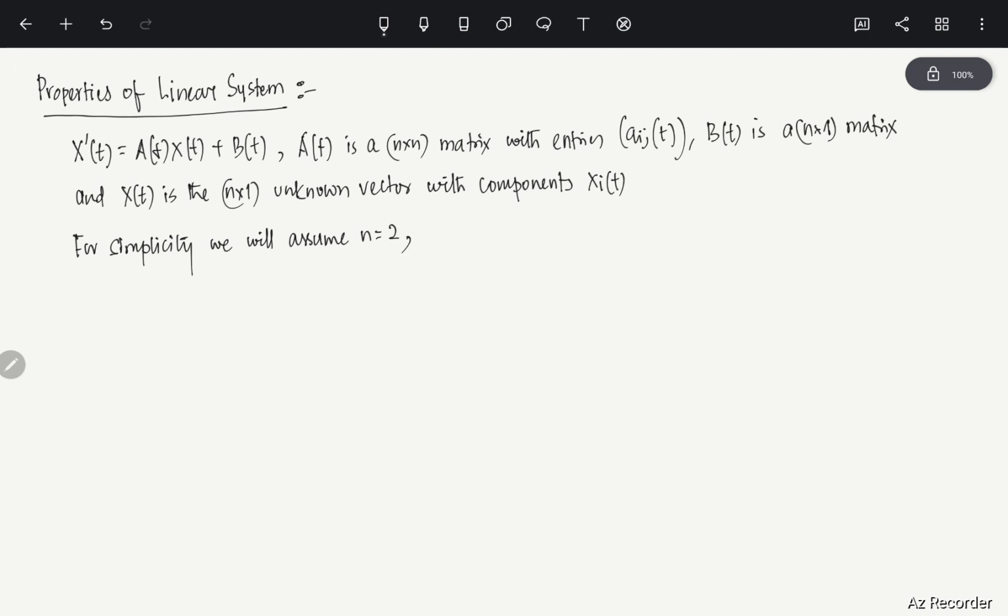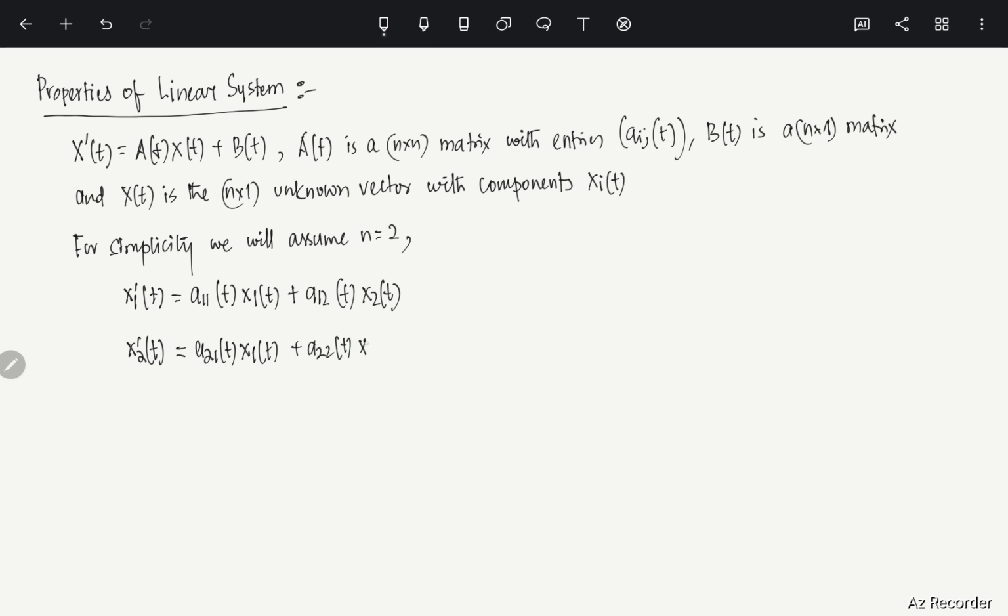So for n equals 2, how does it look like? It will look like this. You see x1 prime of t is a11 of t x1 of t plus a12 of t x2 of t. Clear? So a11, a12 are the given coefficients, and x2 prime of t is a21 of t x1 of t plus a22 of t x2 of t. Clear? So this is the system given.